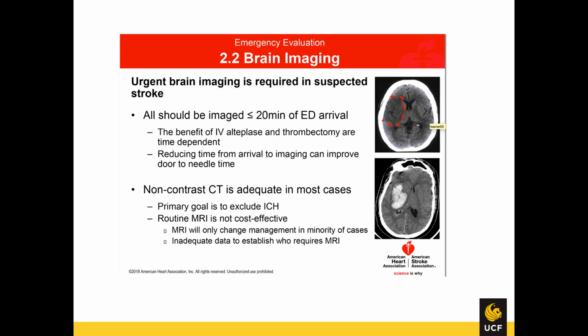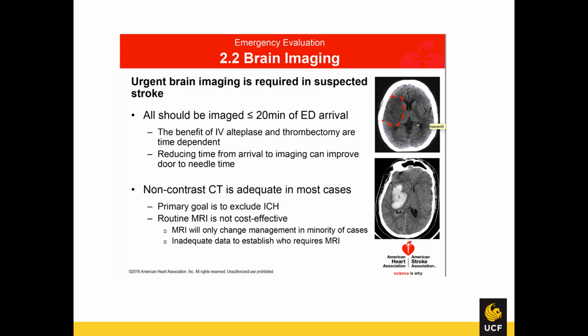Here's some more information about brain imaging directly from AHA and ASA guidelines. Urgent brain imaging is required. The benefit of IV alteplase and thrombectomy are time dependent. So reducing time from arrival to imaging, like I said, our goal is less than 20 minutes from ED arrival, can improve our door to needle time, which we already said the goal was less than 60 minutes. Non-contrast CT is adequate. The primary goal is to exclude ICH, just like I mentioned previously.